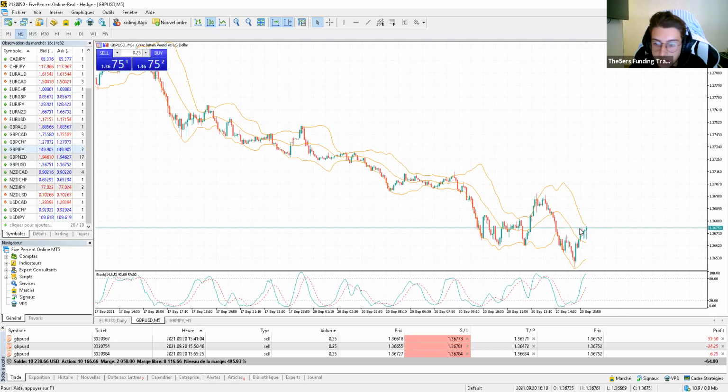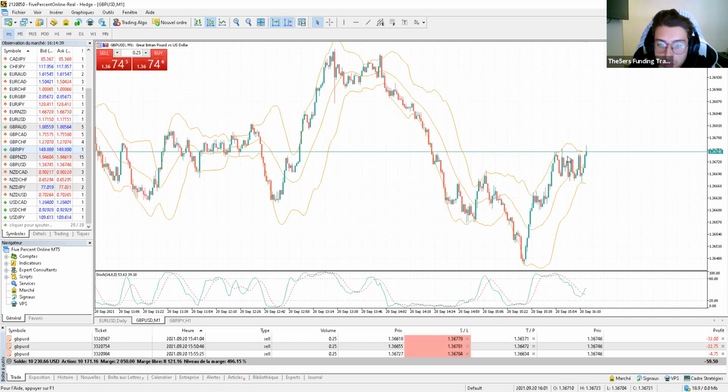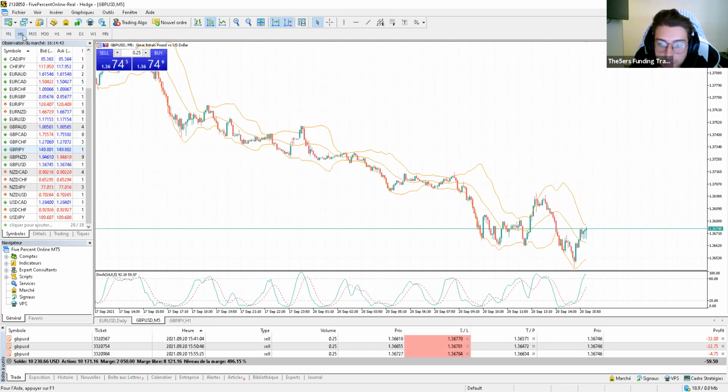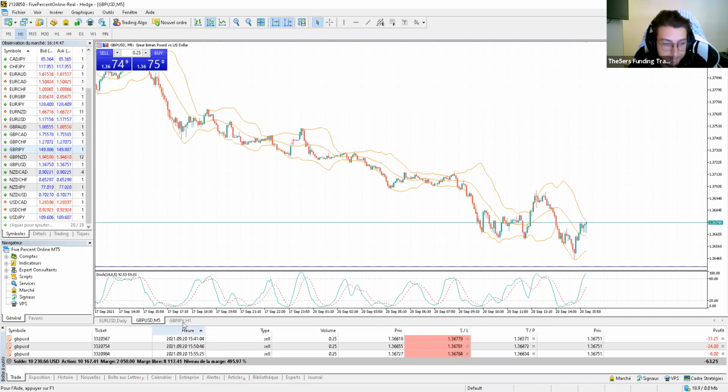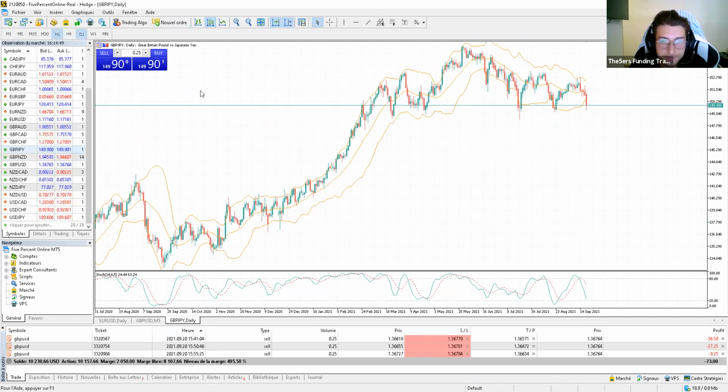Okay, so the market is starting to block this kind of resistance actually. So we have to check. I believe my stop loss is just above this level here. Okay, GBP JPY. So you see, it's kind of the same here.